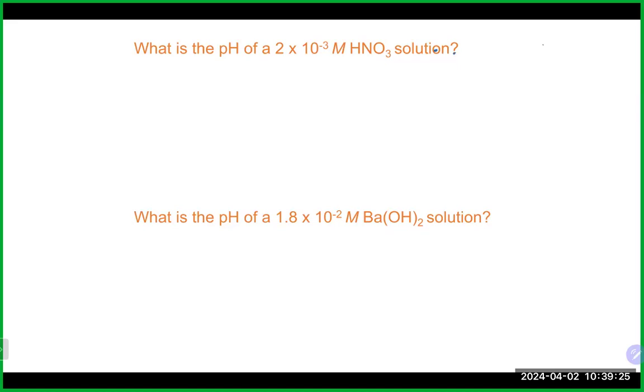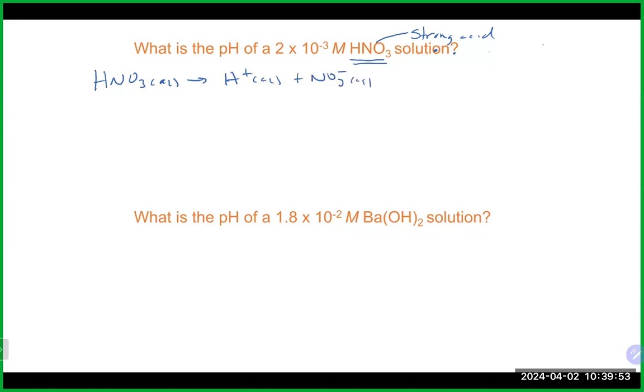Okay, so let's take a look. In this case, we don't have a generic H plus or OH minus given to us. We actually do have an actual acid given to us. Again, we should be able to recognize this acid as a strong acid, which means that when it is in solution, it is going to 100% break apart into H plus and nitrate here.